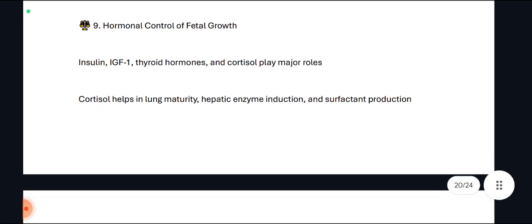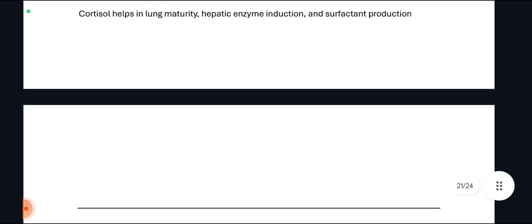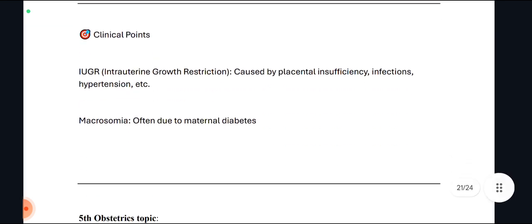Now the hormonal control of fetal growth is there. Insulin, IGF-1, thyroid hormones and cortisol, these play a major role. Cortisol also helps in lung maturity, hepatic enzyme induction and surfactant production. Now what are the clinical points regarding this?